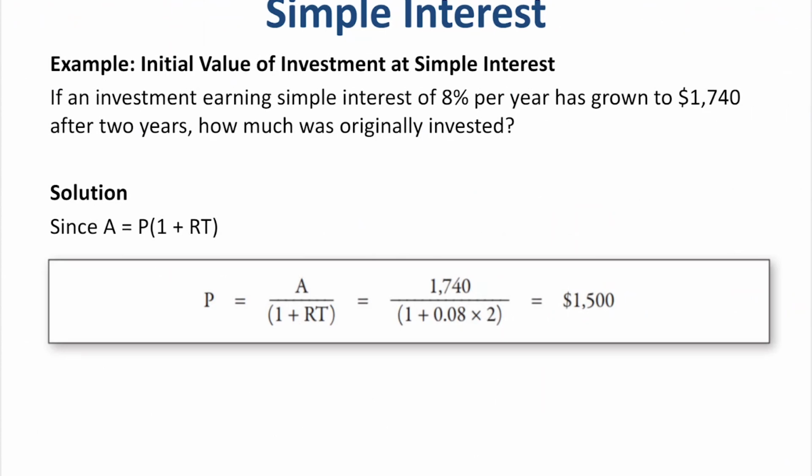Another example for you: at 8% per year growth, you have a future value of $1,740, invested for 2 years. What would the principal be? It's $1,500, applying the formula.